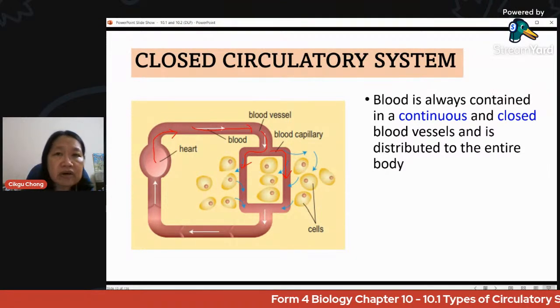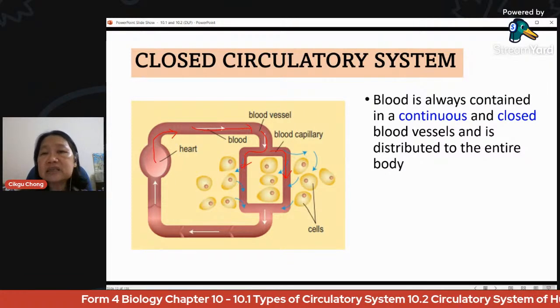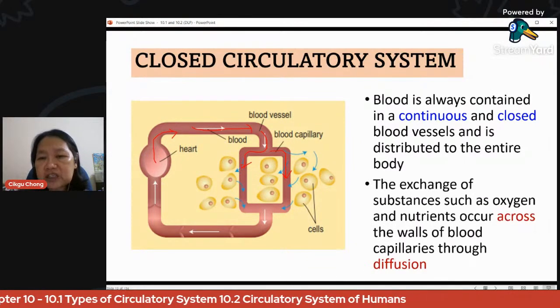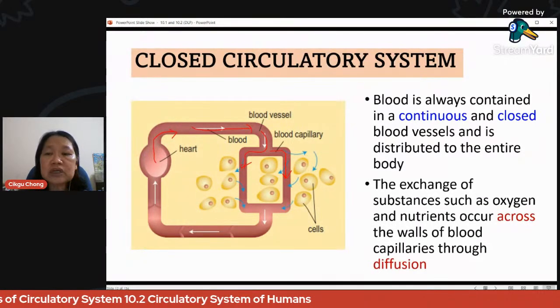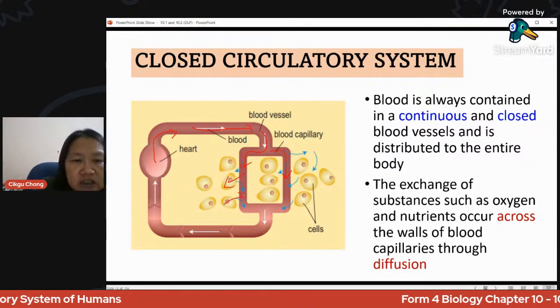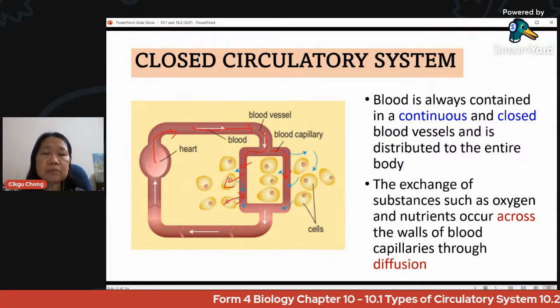Okay, and the blood comes out, and then you have this hemorrhaging, you have these blood clots and so on. That is abnormal. Should not happen like that. Okay, so the exchange of substances such as oxygen and nutrient will occur across the wall. So you can see all these substances will exchange across the wall. The blood does not flow out and touch the body cells.